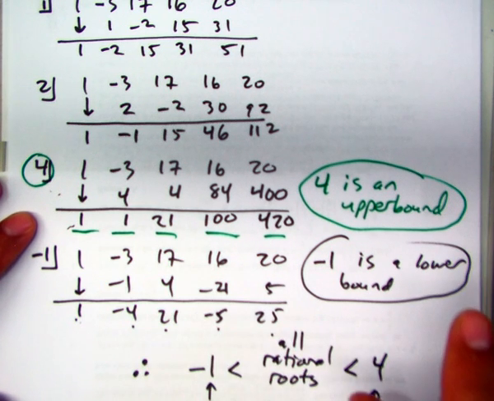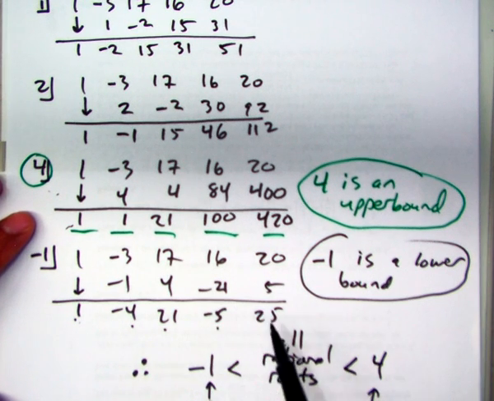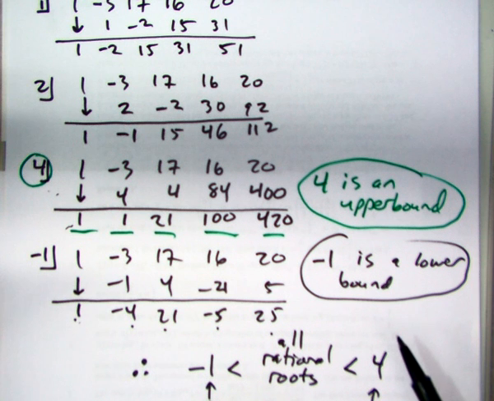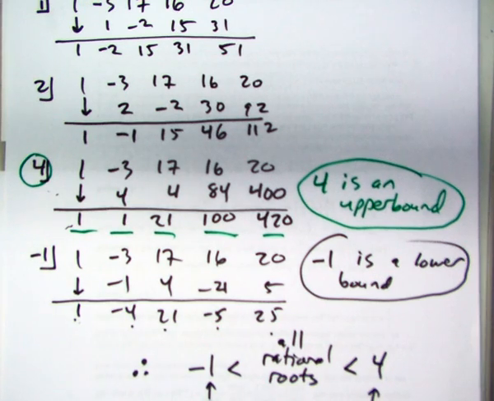So not only will it prove to you whether or not there are any rational roots at all, but it'll also help you systematically check what roots might work and what roots might not. Okay? All right. Last theorem.